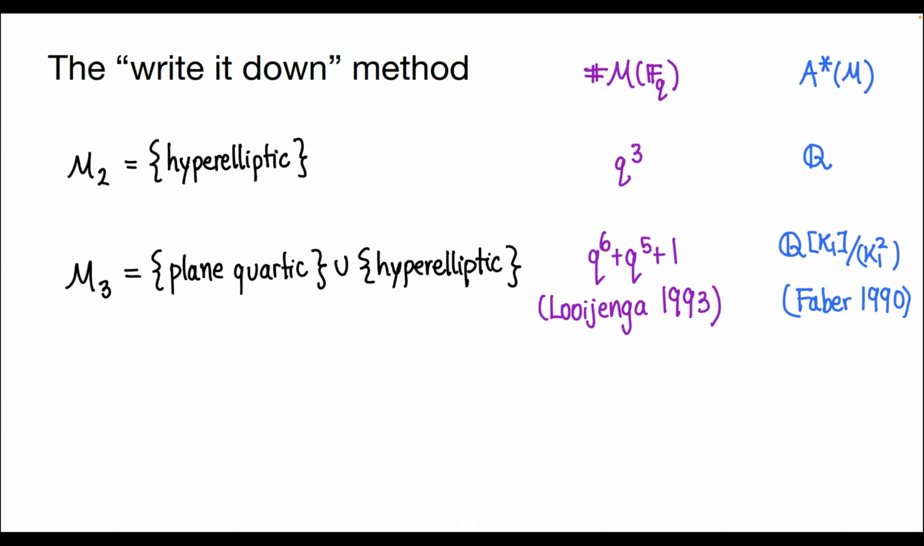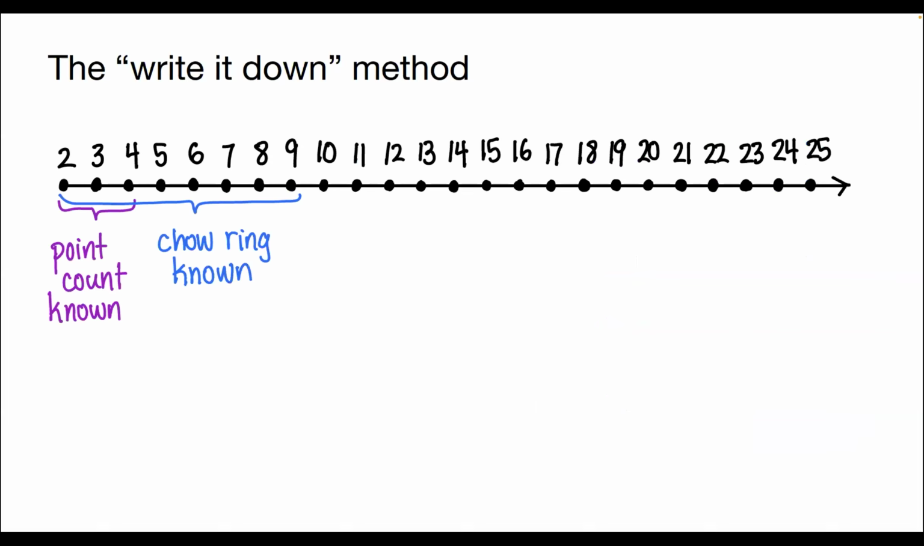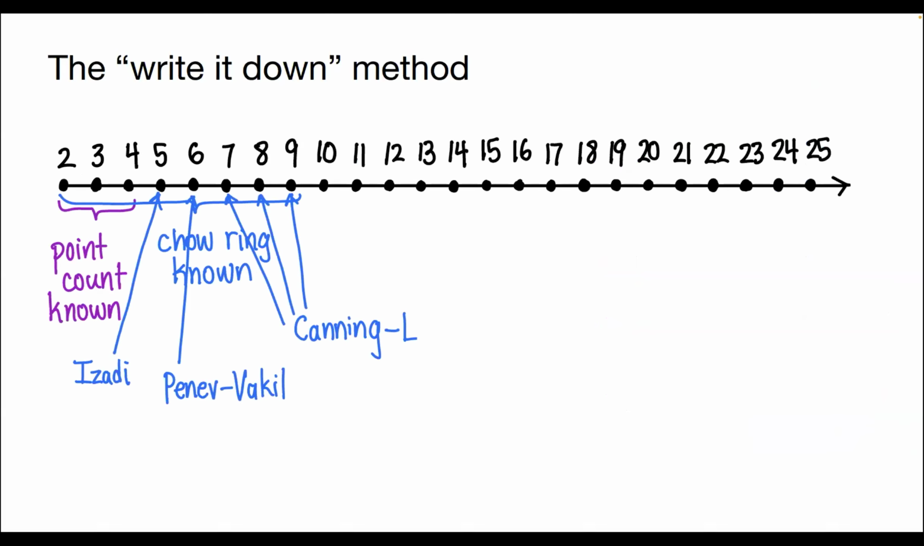And then there's a similar story in genus 4. Again, we have a really good understanding of the canonical models of these curves. Now, while the point counts are only known up through genus 4, the Chow ring has been computed even further, up to genus 9. So here, the case of genus 5 is due to Izadi, 6 to Penev and Vakil, and then 7, 8, and 9 are joint work of myself and Samir Canning.